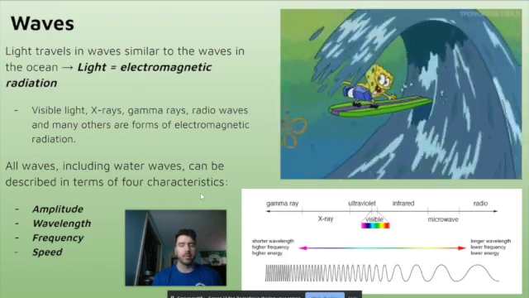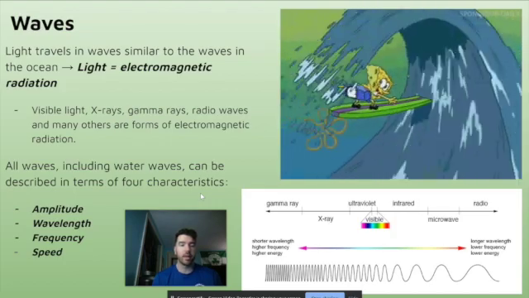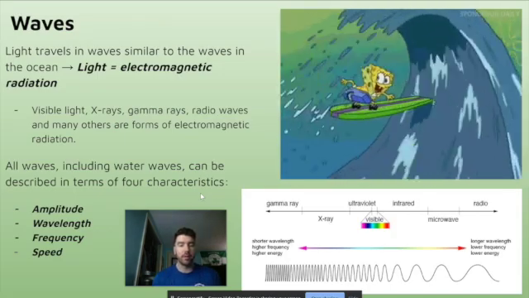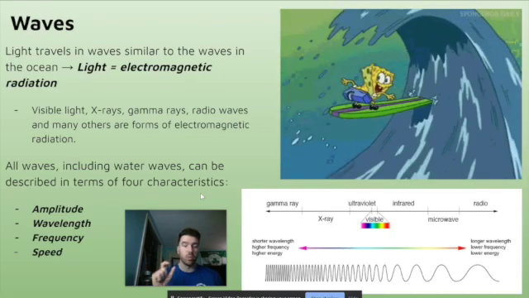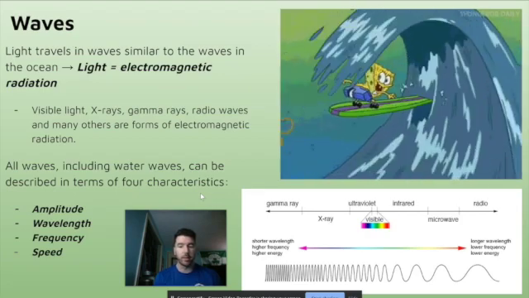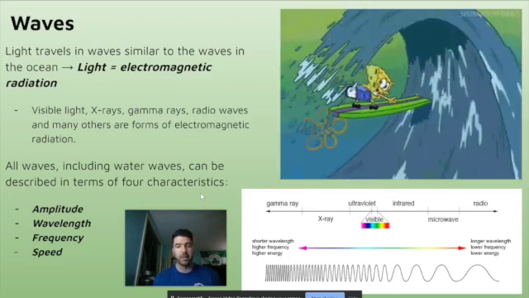All right, so before we talk about the different types of electromagnetic radiation, we need to talk about waves. So light travels in waves similar to waves in the ocean, and light is just electromagnetic radiation. So when we think of light, we think of visible light, but that's just one tiny sliver of the electromagnetic spectrum. There are also other different types of light that have high and low energy. Low energy forms of light are radio waves, microwaves, infrared radiation, which we've talked about a little bit this year. The more high powered forms of light are ultraviolet, X rays, and gamma rays.